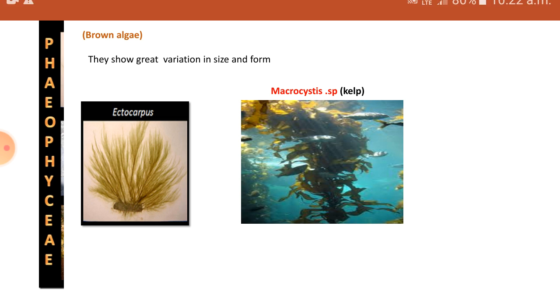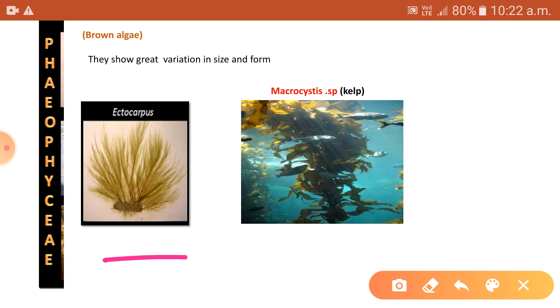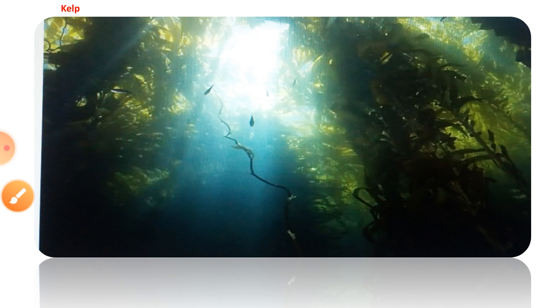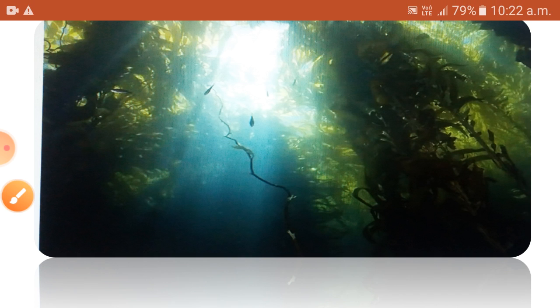For example, you can see the Ectocarpus. Ectocarpus is a simple branched filamentous form, while Macrocystis is a profusely branched form and reaches a height of 60 meters. You can see the image of Macrocystis here. Large brown algae like Macrocystis are called kelps. They form underwater forests or kelp forests. You can see the image of a kelp forest here. Kelp forests contain a variety of living organisms.